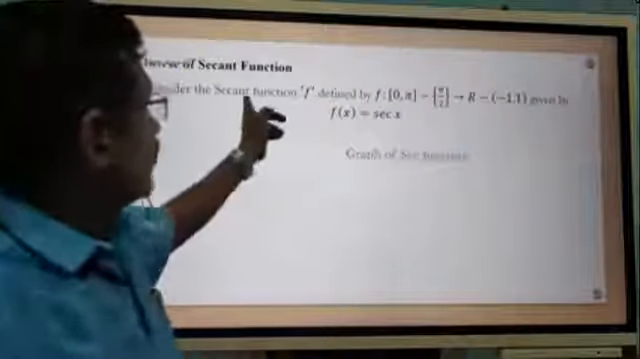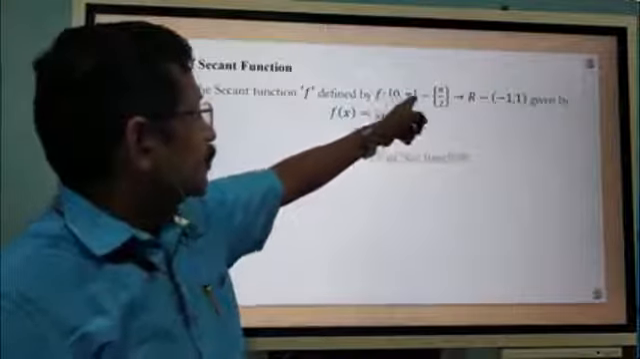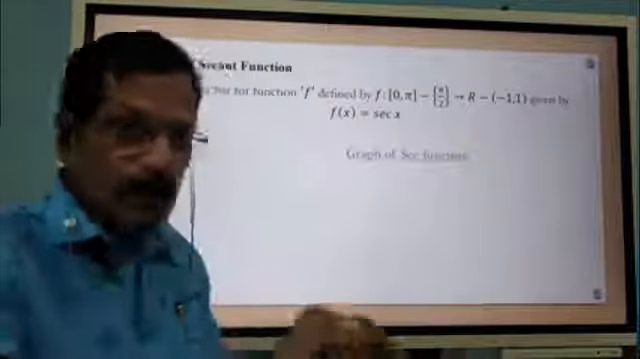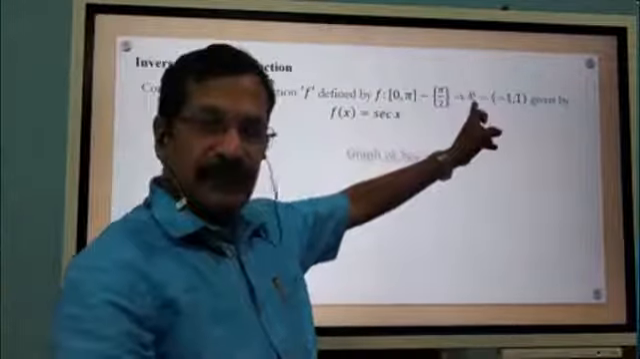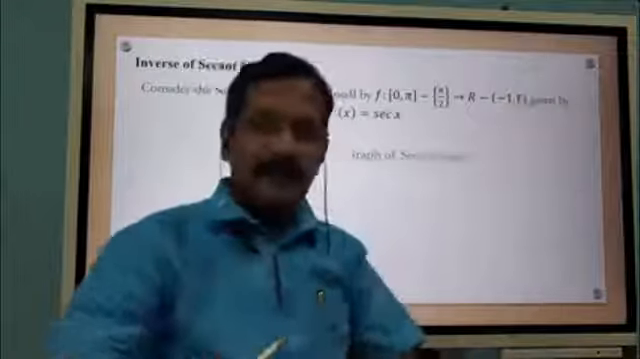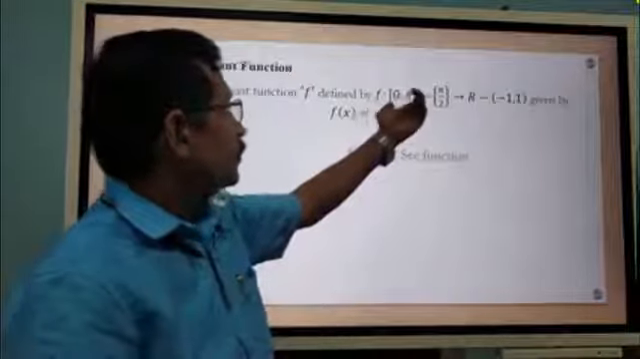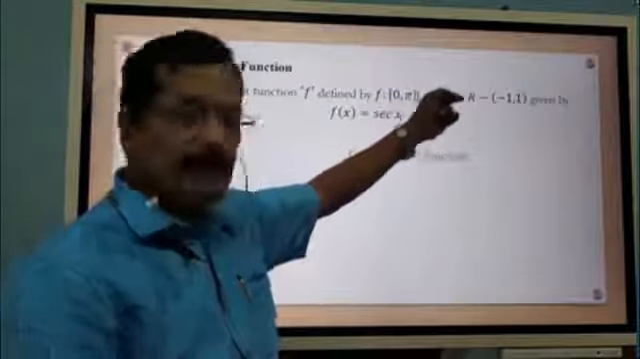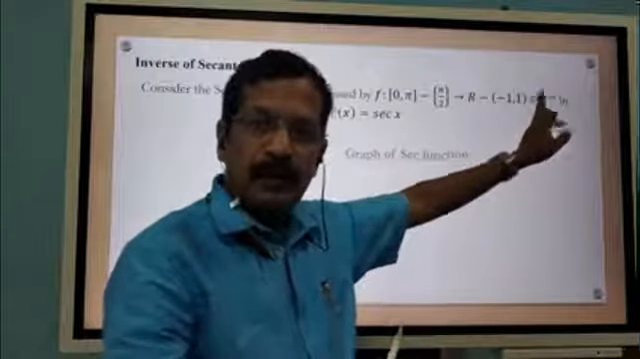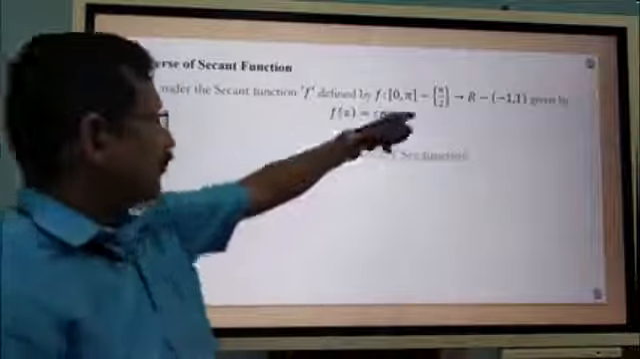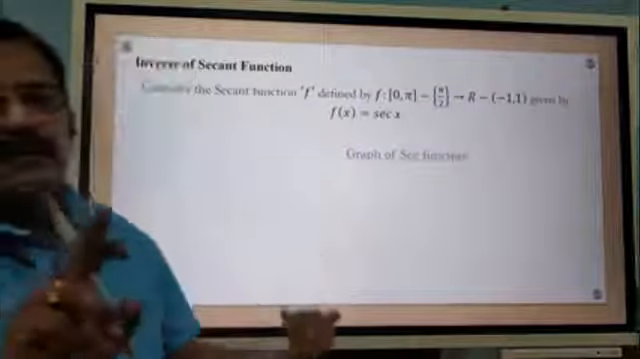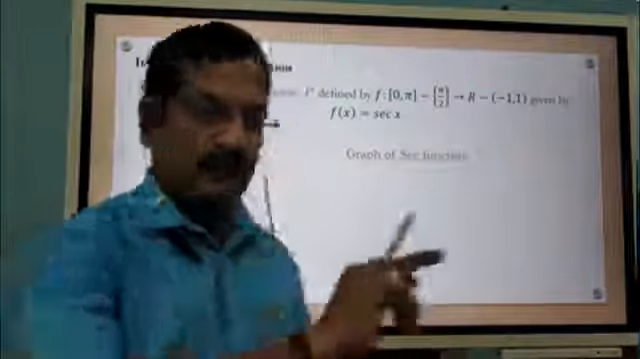That is why the function f is defined from the closed interval [0, pi] minus the singleton set {pi by 2} to R, the set of all real numbers, from which the open interval (-1, 1) is subtracted. So the domain is the closed interval [0, pi] minus {pi by 2}, and the range is R minus the open interval (-1, 1), defined by f of x equal to secant x. It is now invertible, and we can define the inverse of secant.